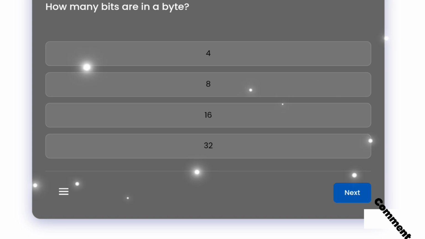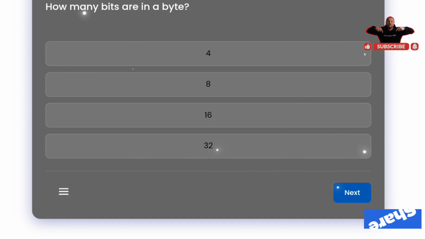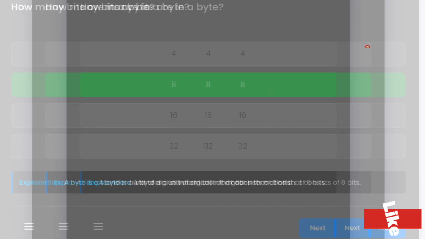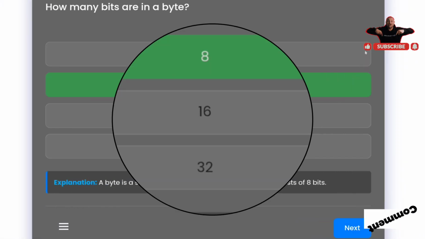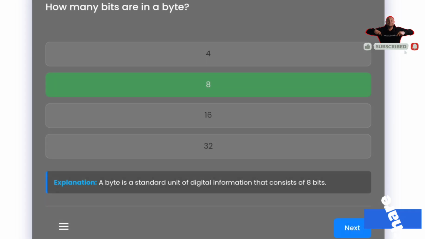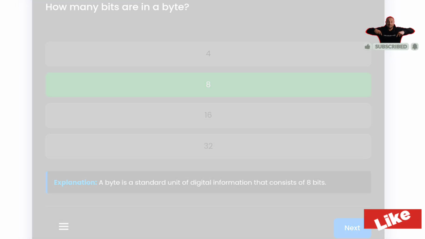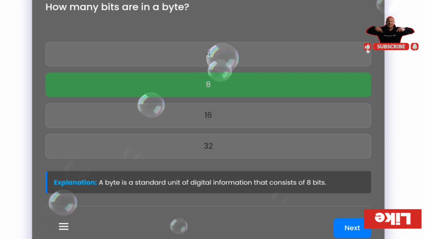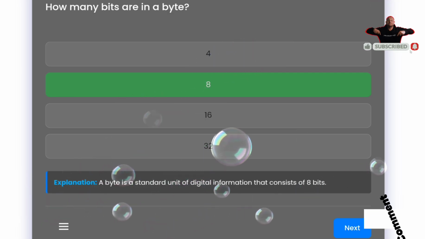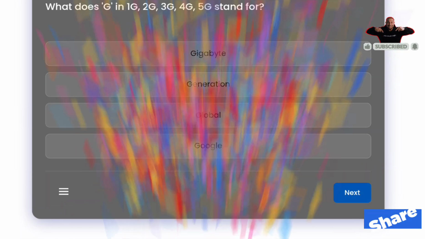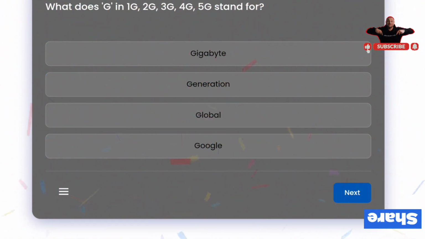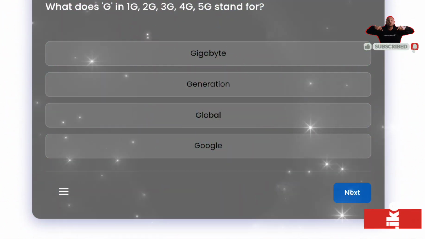How many bits are in a byte? कितना होता है? 8. कितना बिट होता है एक बाइट में? 8 बिट होता है. A byte is a standard unit of digital information that consists of 8 bits. Okay. What does G stand for in 1G, 2G, 3G, 4G, 5G?